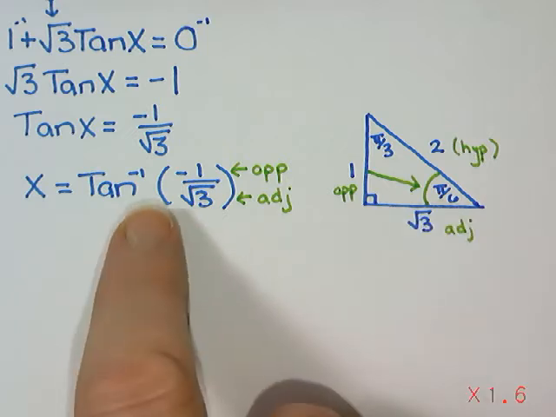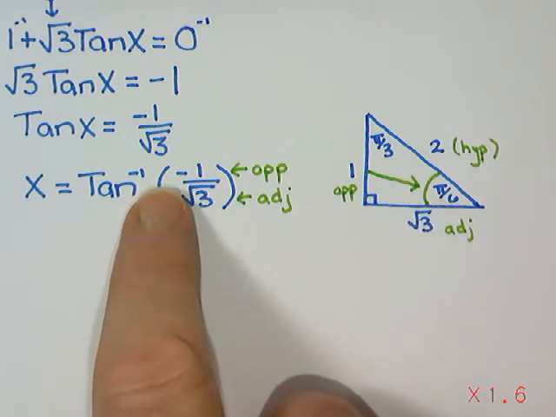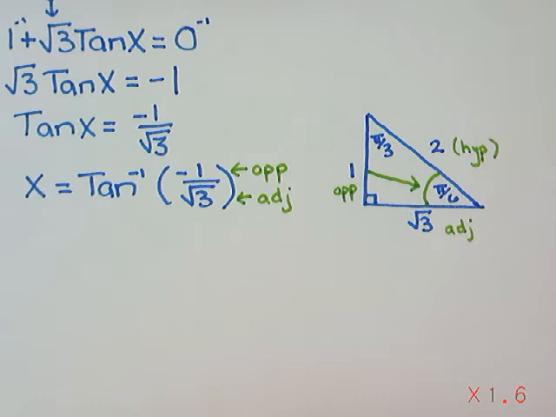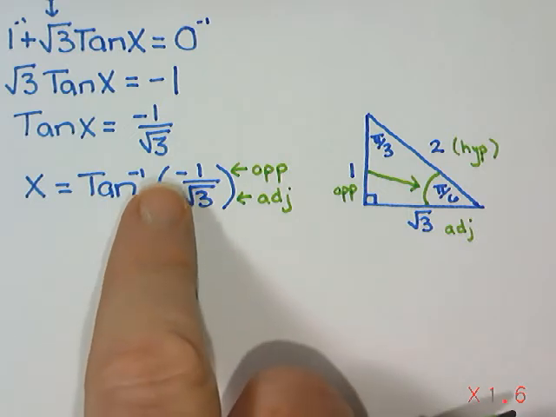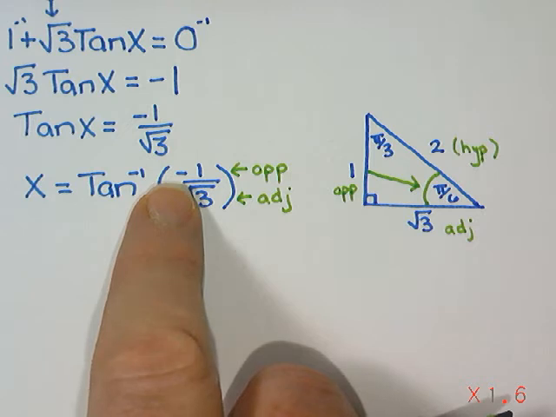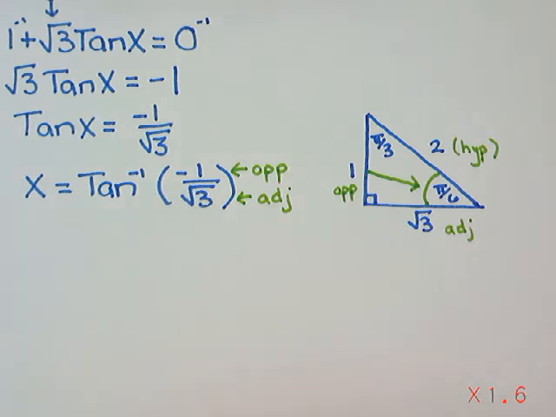The other thing that I need to think about is the negative. So I do see that this is the inverse tan of negative 1 over root 3. So I'm going to think about what that negative tells me. The negative will help me locate which quadrant my angle came from.